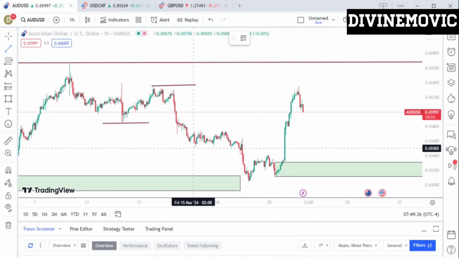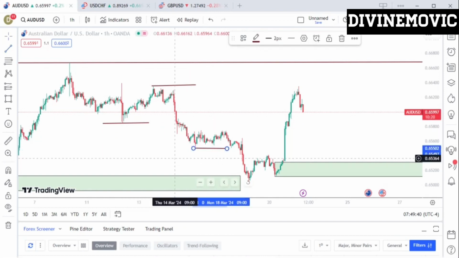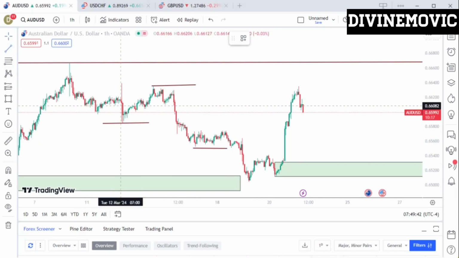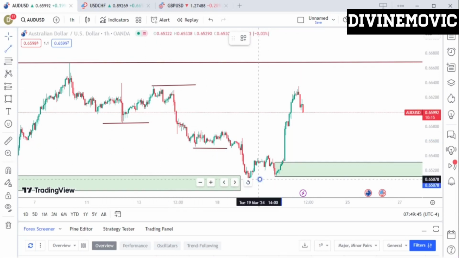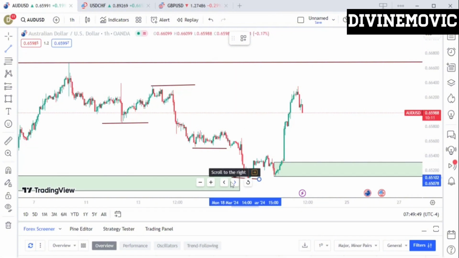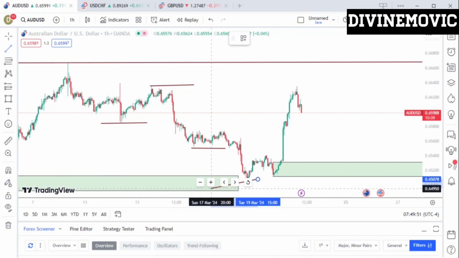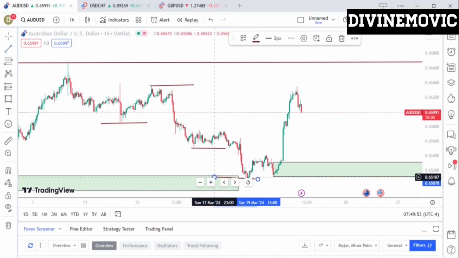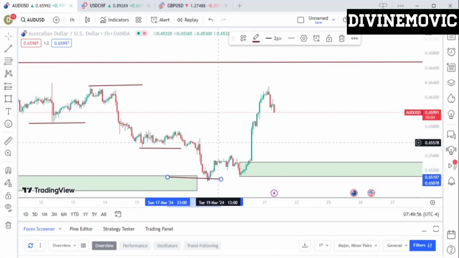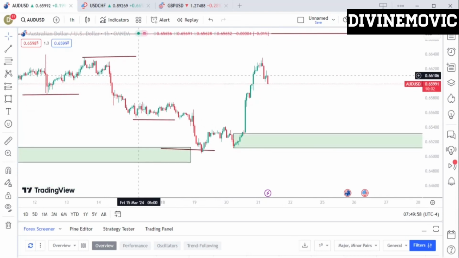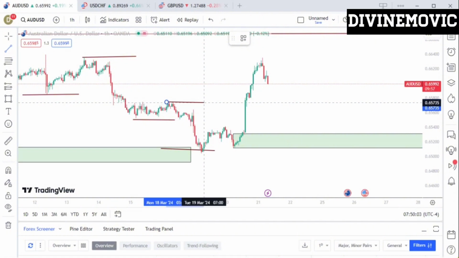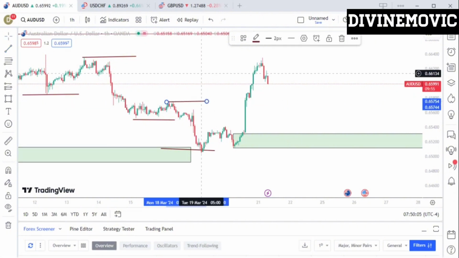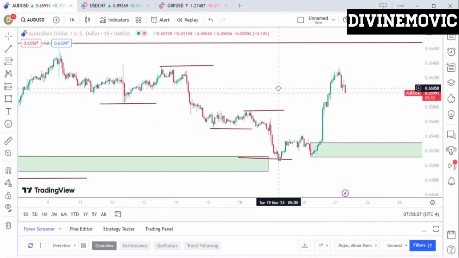This is lower low. This is lower low. This is a lower low. Now this is the lower high. So every low has a high.